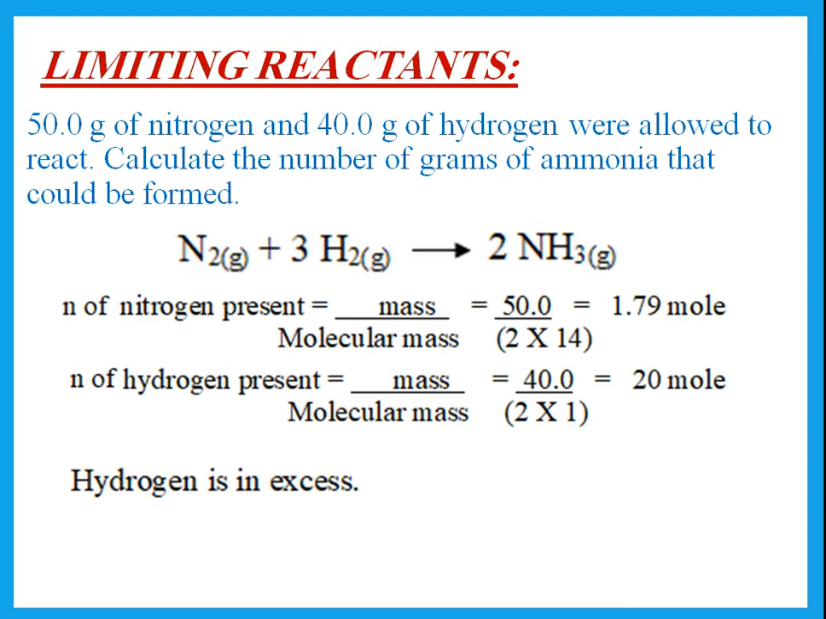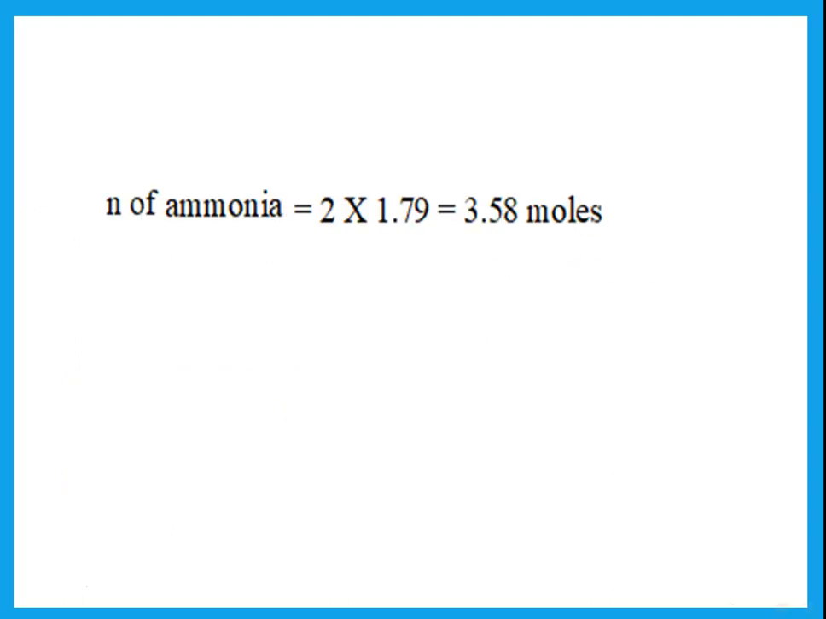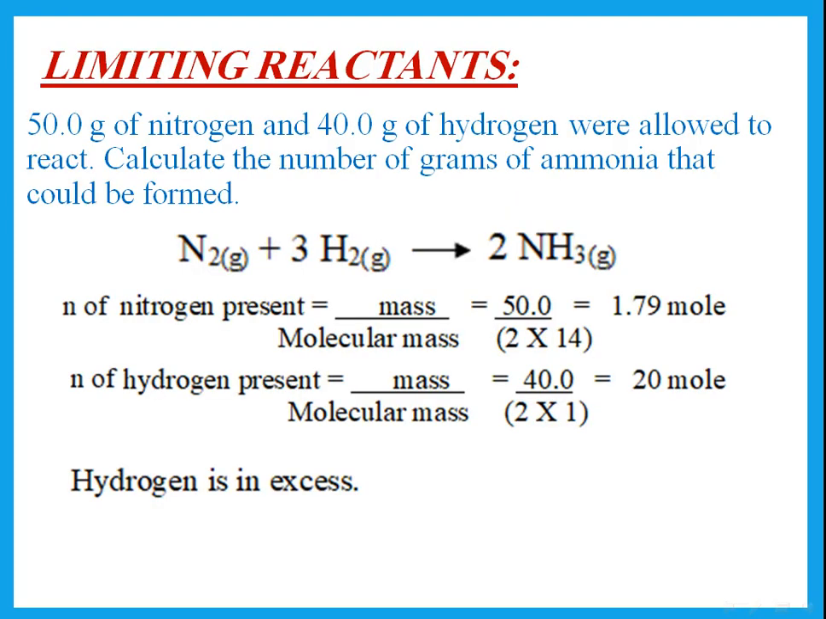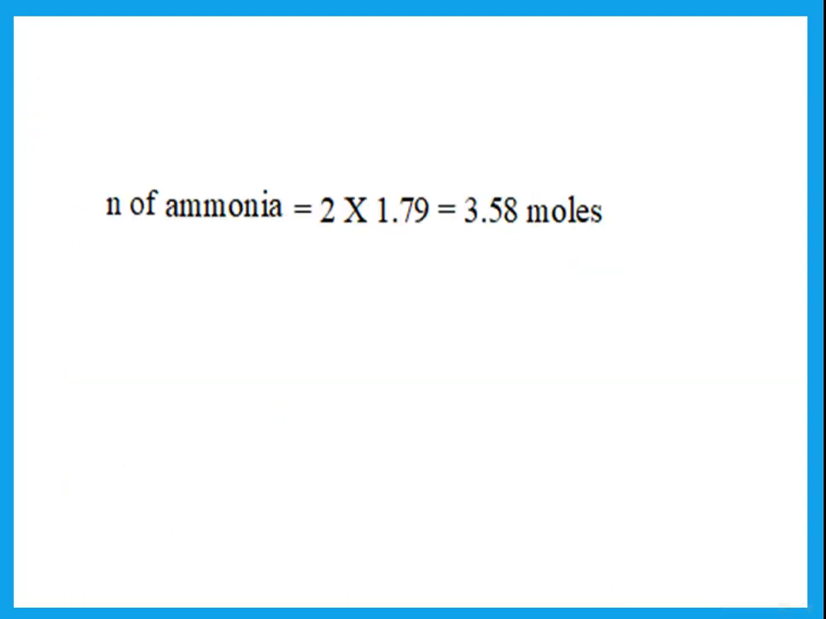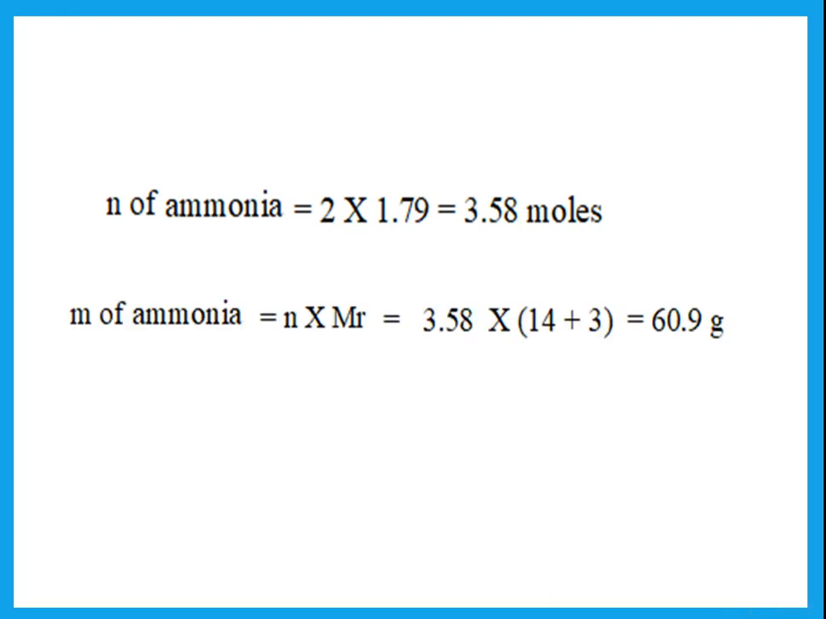So I relate it to the number of moles of nitrogen. We said the number of moles of nitrogen is 1.79. So I get the number of moles of ammonia. Did you see the equation? The equation says that the number of moles of ammonia is twice the number of moles of nitrogen. So I multiply that, I get 3.58, and from that I can get the mass. We said mass is number of moles times Mr, and that means that I should get 60.9 grams of ammonia. Do we understand the idea?